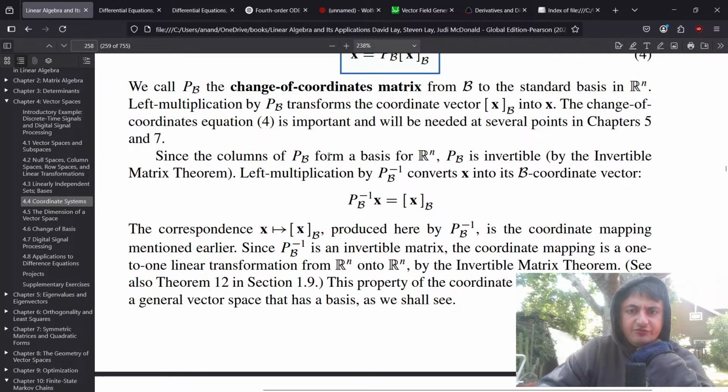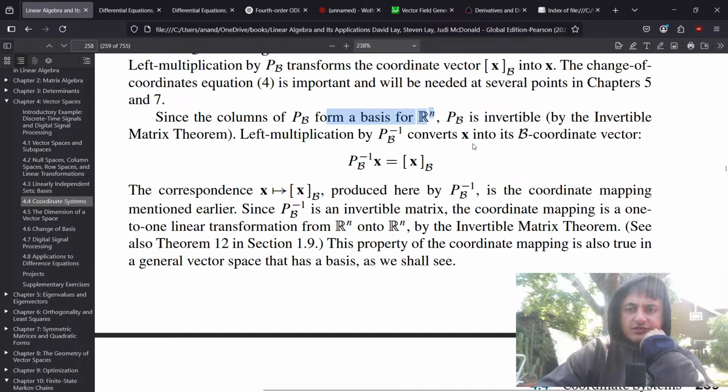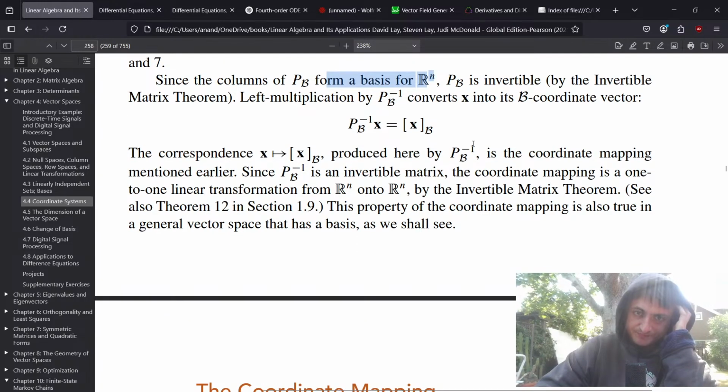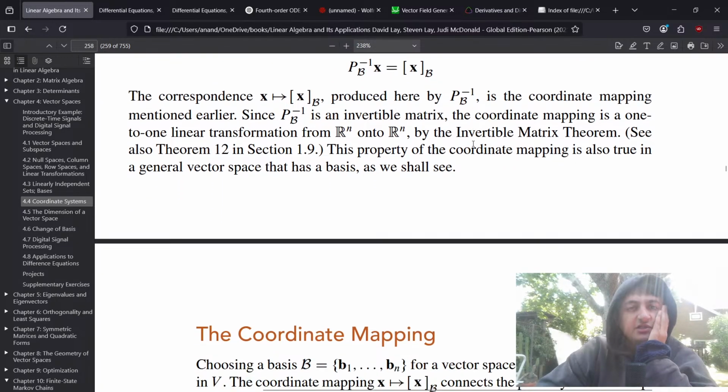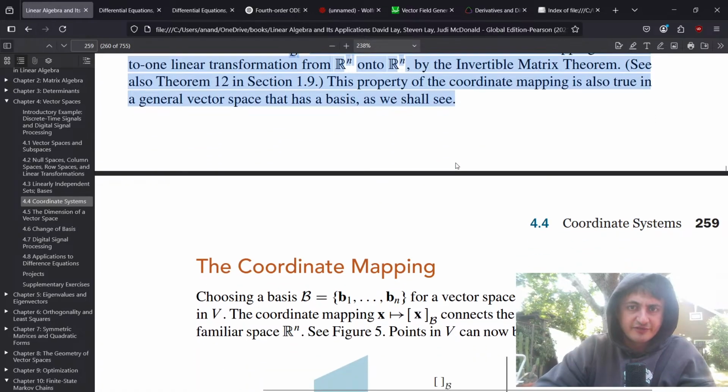Since the columns of PB form a basis for Rn, PB is invertible. Left multiplication by P inverse converts x into its B coordinate vector. The correspondence x to xB produced here by P inverse is the coordinate mapping mentioned earlier. Since P inverse is an invertible matrix, the coordinate mapping is a one-to-one linear transformation from Rn onto Rn. This property of the coordinate mapping is also true in a general vector space that has a basis.